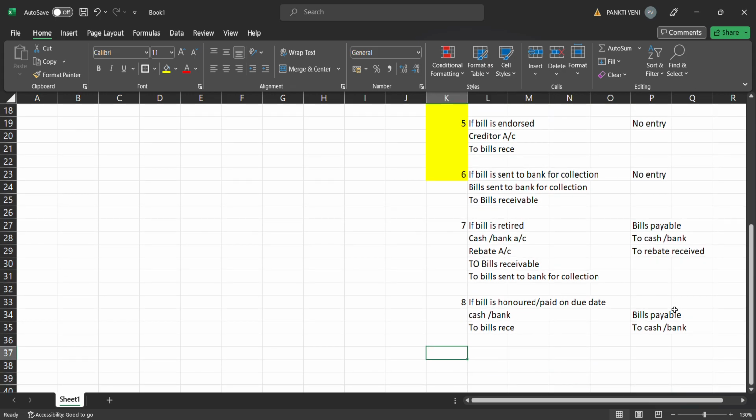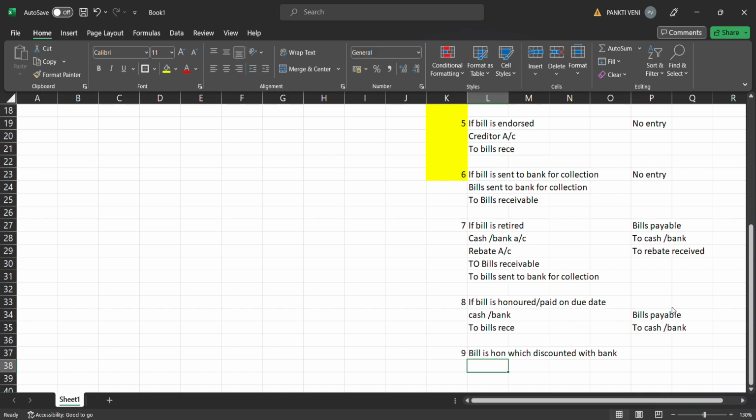Then I have the ninth point. Ninth point is if the bill is honored or paid on due date, previously discounted with bank. So if the bill is discounted with bank, and the bill is honored, which was discounted with bank.